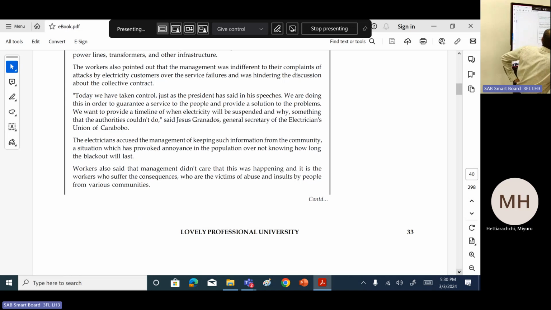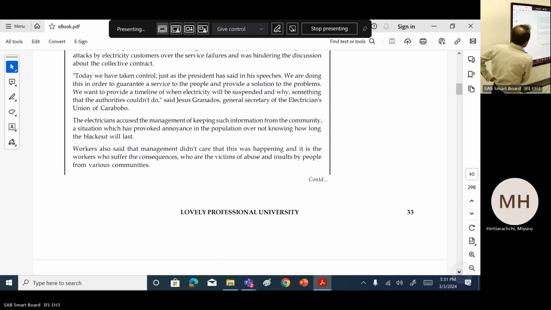Workers also said that management did not care that this was happening, and it is the workers who suffer the consequences, who are the victims of abuse and insult by people from various communities. That's a dimension of this also.